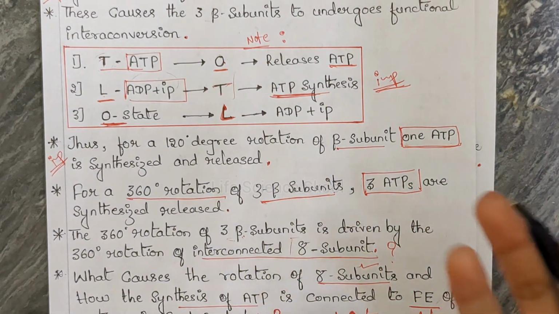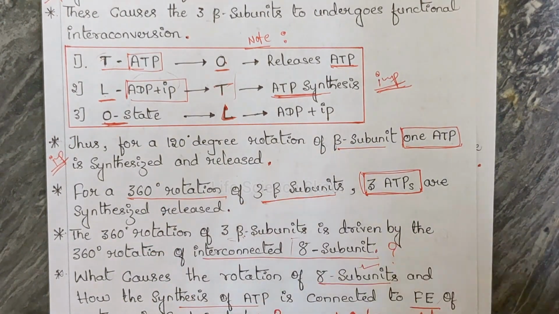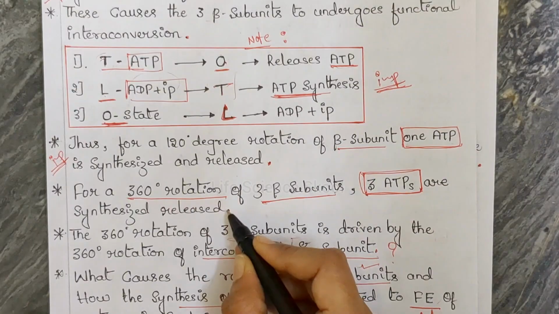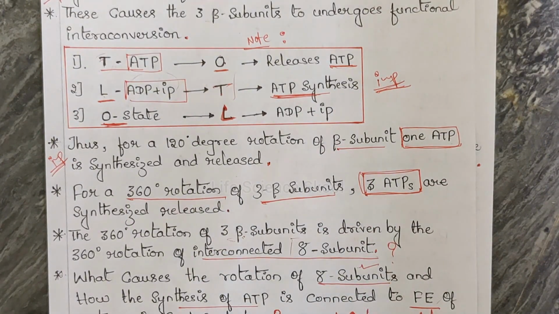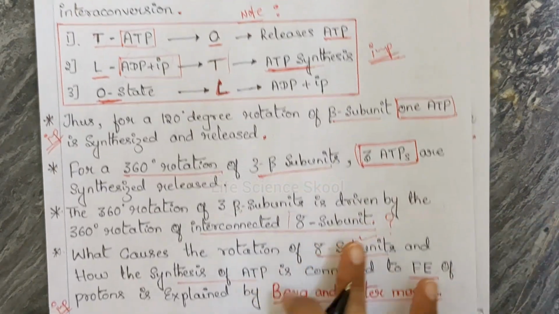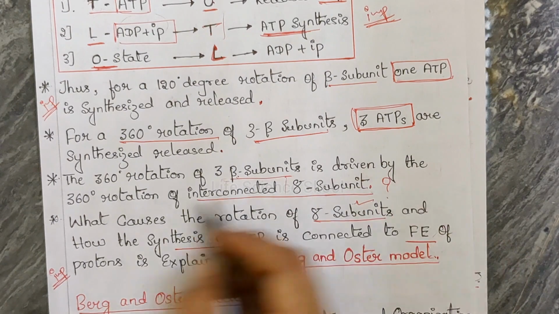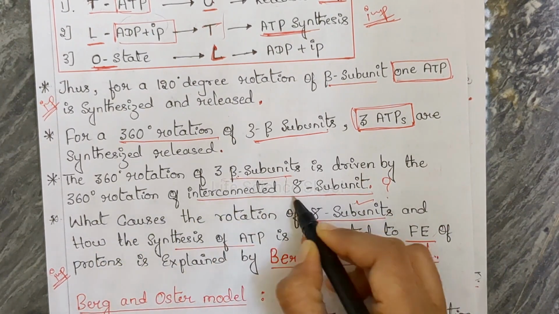How many ATPs are going to be synthesized? 3 ATPs are going to be synthesized. 120, 120, 120, what does that add up to? 360 degrees. So 120 degrees is 1 ATP, and 360 means 3 ATPs are going to be released. Now, the 360 rotation of 3 beta subunits is driven by the 360 rotation of the interconnected gamma subunit.